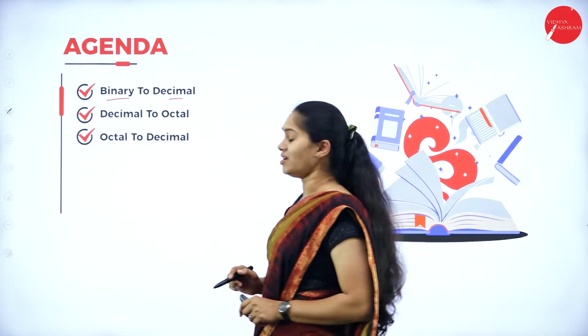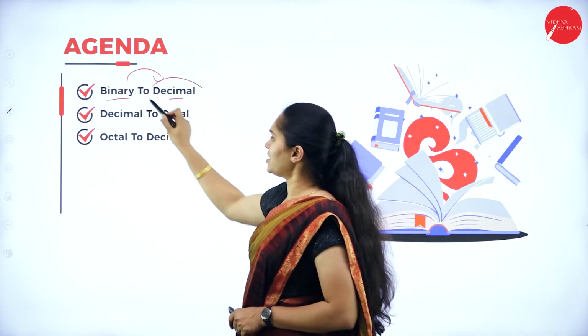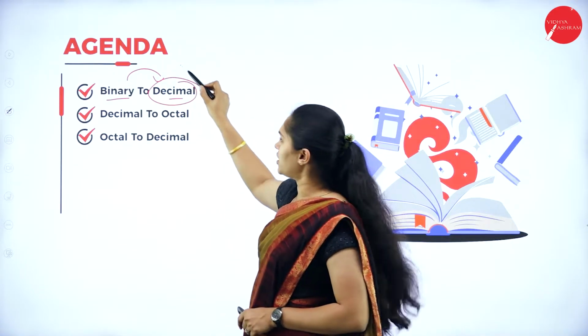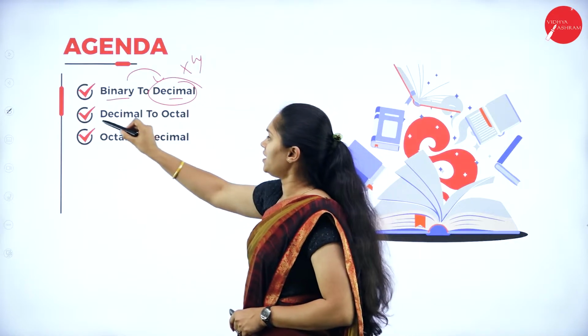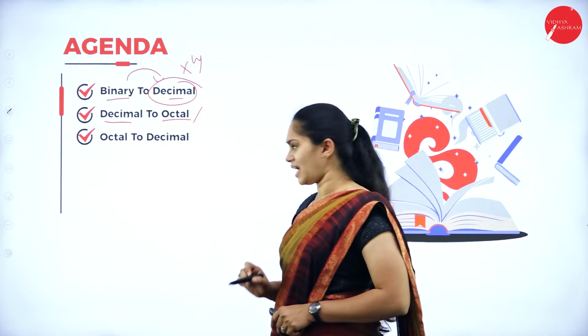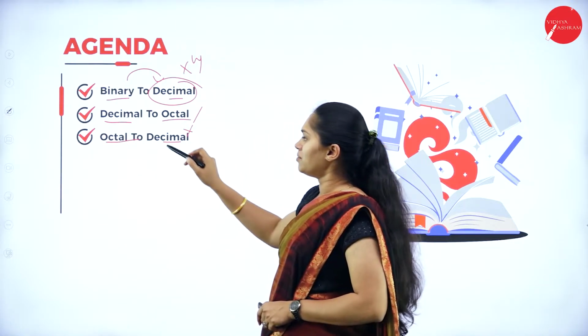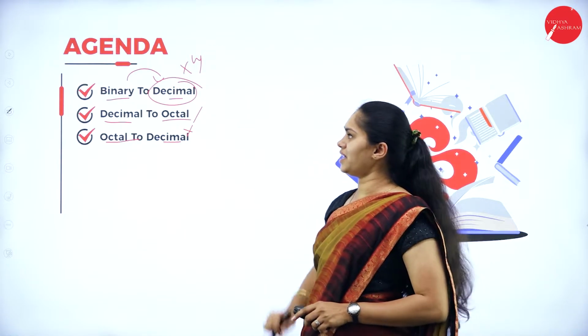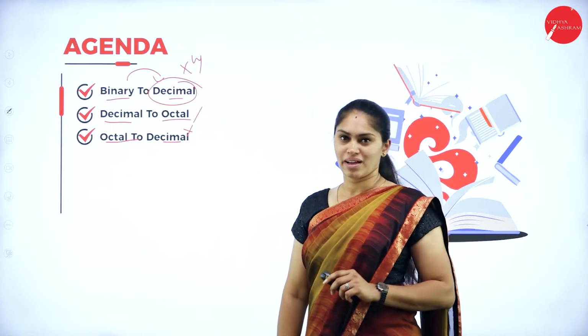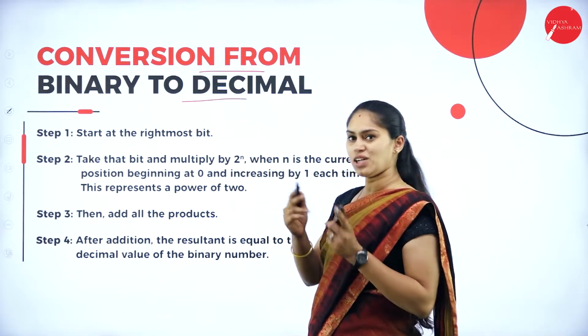So in today's session, we're going to learn how to convert from binary to decimal. You can see here, binary to decimal, so it needs to be multiplied. Then decimal to octal, it is dividing the decimal number by 8. Then octal to decimal, multiplying the given number by 8. Okay, we'll see each type one by one right now. We'll see the first one, that is conversion from binary to decimal.